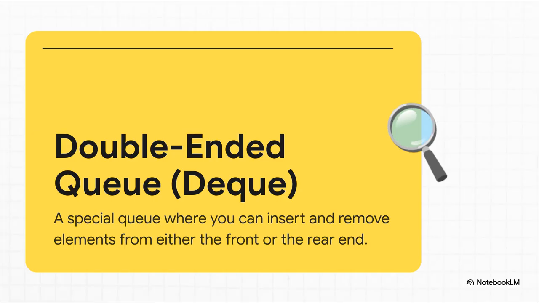And then, for the ultimate in flexibility, you have what's called a double-ended queue, or a DQ for short. Now, a DQ basically says, you know what? Forget the rules. It lets you add or remove items from both the front and the back. It's not strictly FIFO anymore. It's a kind of hybrid structure that gives you the maximum amount of control.